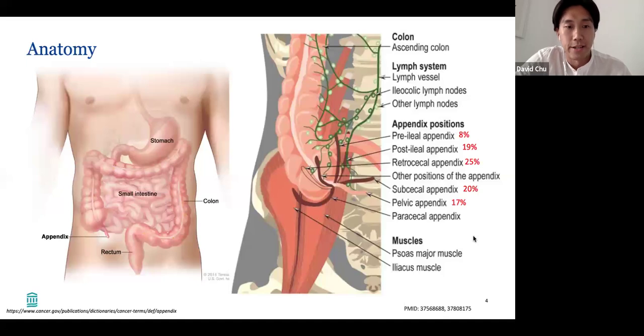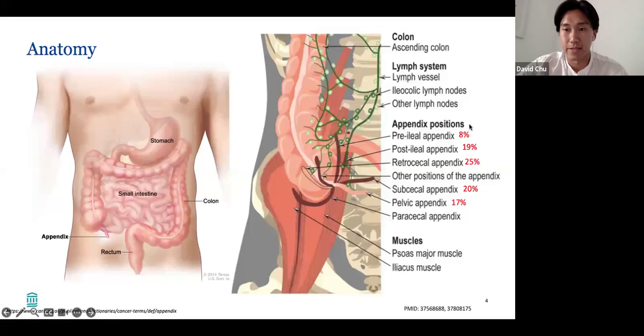Just some quick anatomy. The appendix is this vestigial organ just off the end of the cecum, and just before the beginning of the small intestine. So it's at the corner of the cecum and the ileum. When we try to look for an appendix on ultrasound and we give you the landmarks to look for it, those landmarks are really only useful for looking for an appendix which is more anterior. But as we know, an appendix can be in a variety of positions.